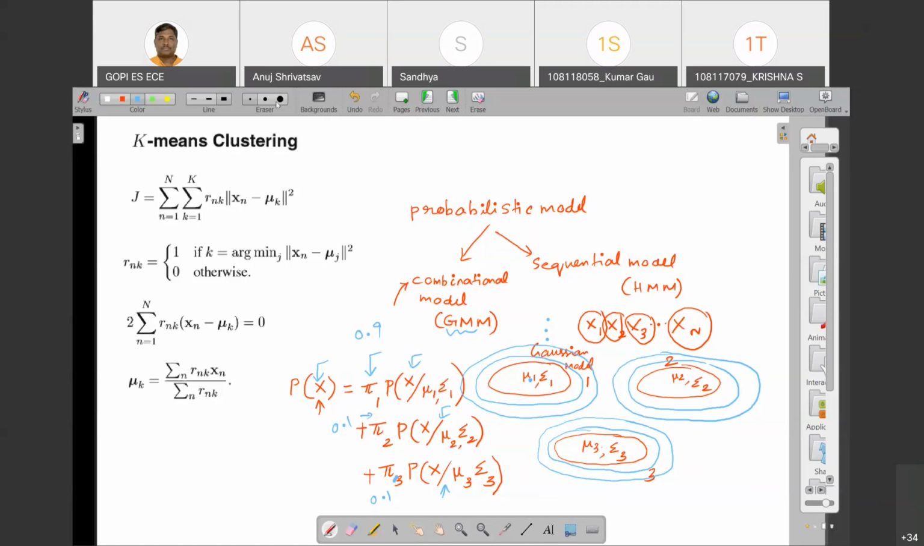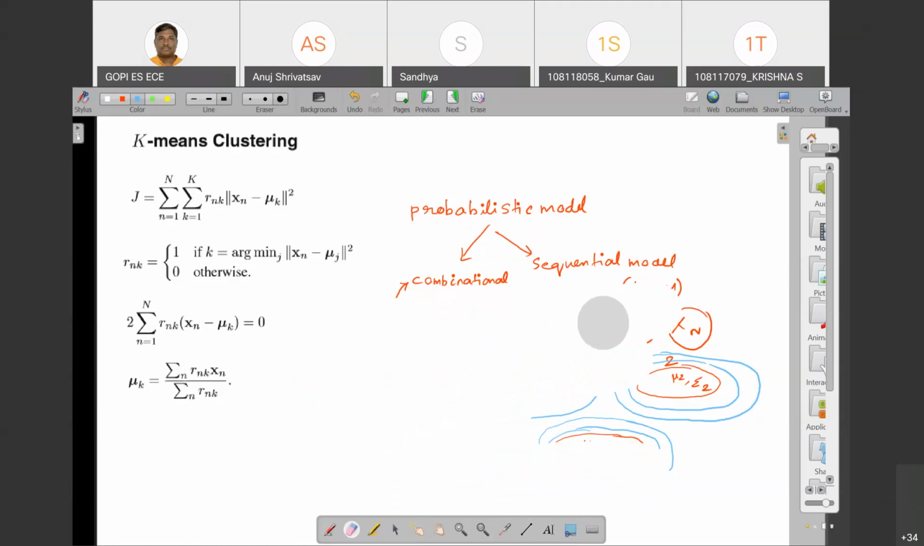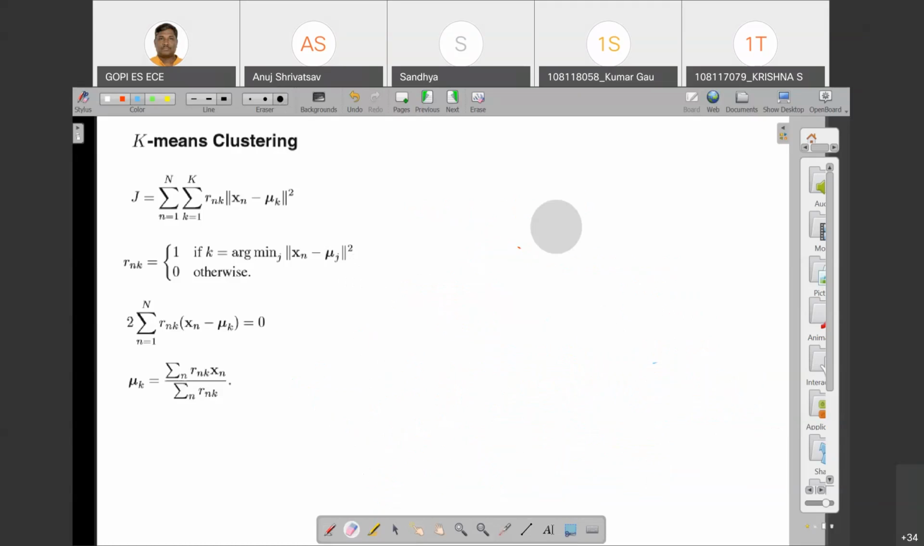In other words, the reason is the density function, for example, in the case of a single variable, if I plot the histogram, right?